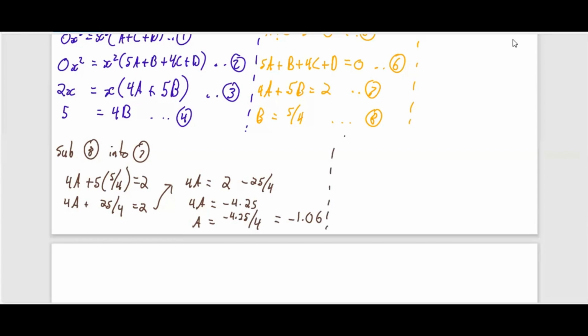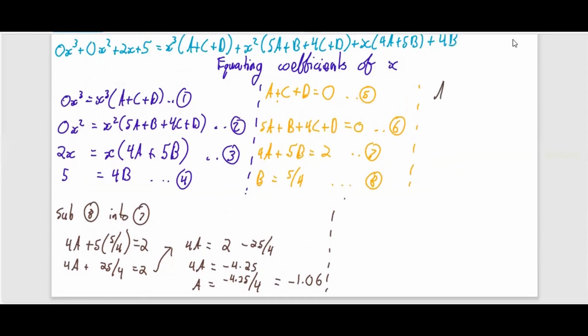So we have A and we have B. I'll just write what we have on top here as we go along. We have B as 5 on 4. So we need C and we need D. All right, so nice, we have A.